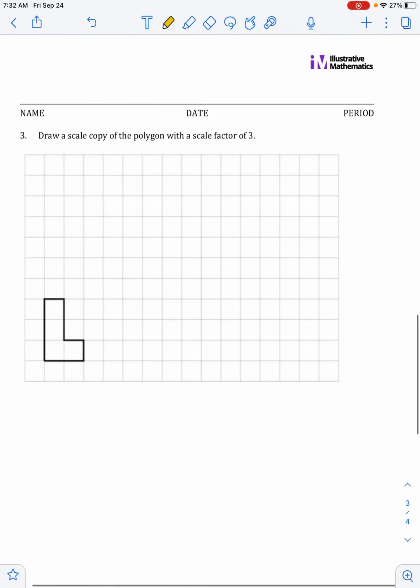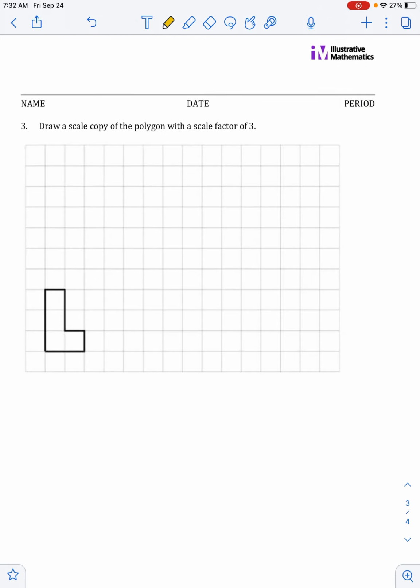Okay, question 3. Draw a scale copy of the polygon with a scale factor of 3. You're going to do this independently, but I want to remind you that the best place to start is to label those side lengths. Because remember, the scale factor is what you're multiplying each side length by. So if you know what all of the side lengths are when you start, it's going to be a lot easier to produce the scale copy.